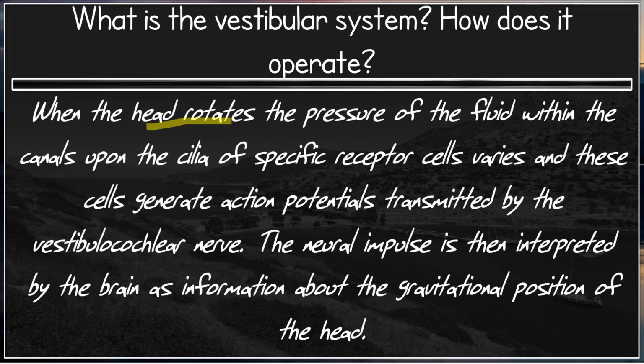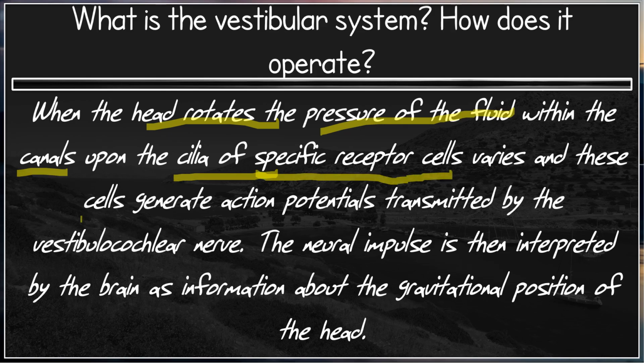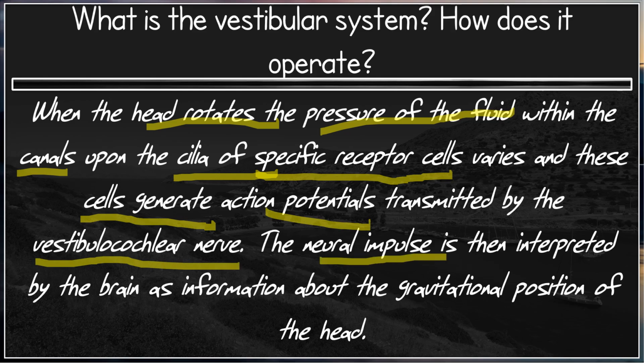When the head rotates, the pressure of the fluid within the canal upon the cilia of the specific receptor cell varies. This cell generates the action potential transmitted by the vestibular nerves. The neural impulse is then interpreted by the brain as information about the gravitational position of the head.